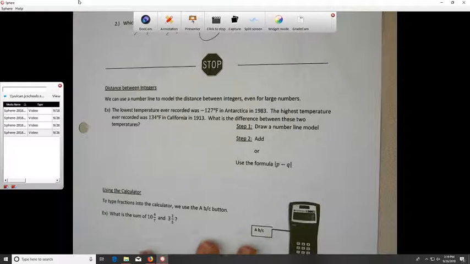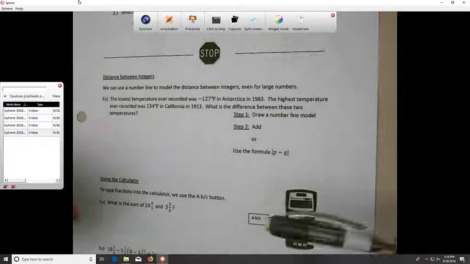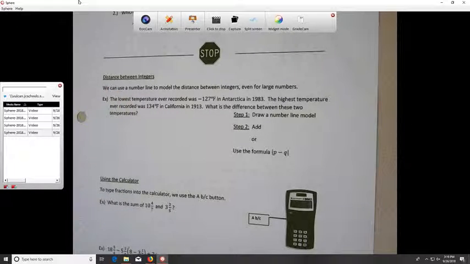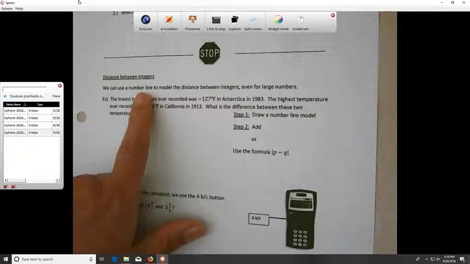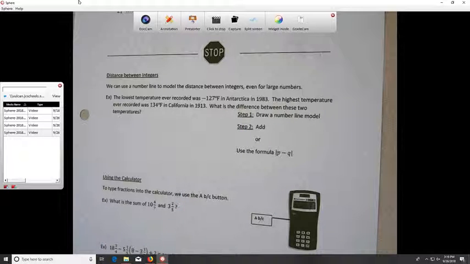Alright, moving on to the next question here. So one of the things that we talked about since the last quiz was finding the distance between any two integers. And it says we can use a number line to model the distance between integers even for large numbers. Alright, so it says the lowest temperature ever recorded was -127 degrees Fahrenheit in Antarctica in 1983. And then the highest temperature recorded was 134 in California in 1913. What's the difference between these two temperatures?